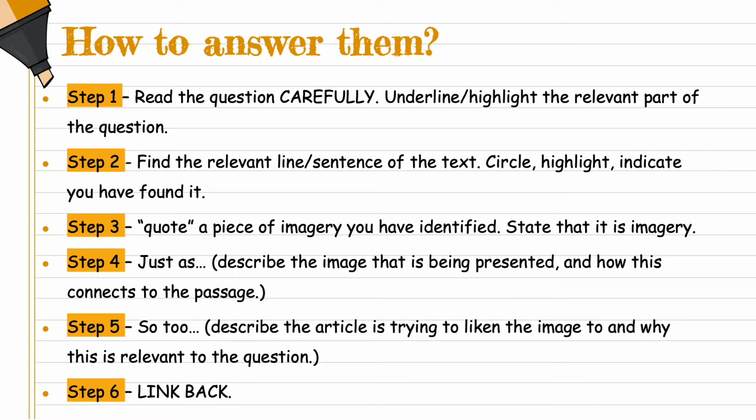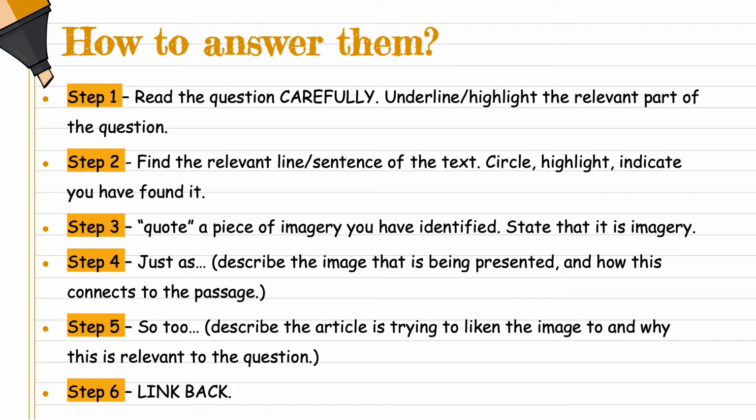Next, you're going to find the relevant line or the relevant part of the passage in the text. You want to circle, highlight, indicate to yourself that you've found this. This means that you are not straying away from that line and losing your marks. Step 3 to 6 is what your answer should look like on the paper.